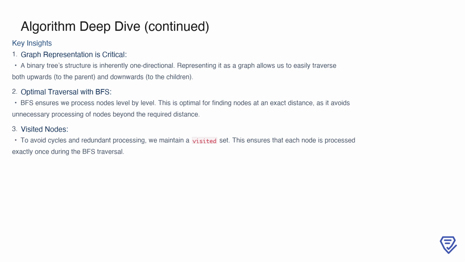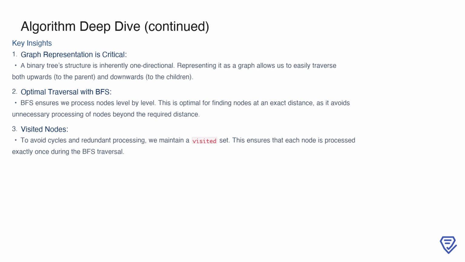First, representing the binary tree as a graph is essential. This transformation allows us to traverse both upwards to parent nodes and downwards to child nodes, overcoming the inherent one-directional structure of a binary tree. Second, the use of BFS is optimal for this problem. By processing nodes level by level, BFS ensures we only explore nodes at the required distances, avoiding unnecessary work.